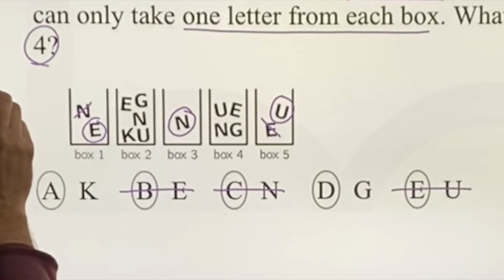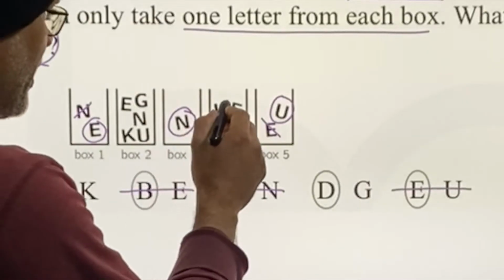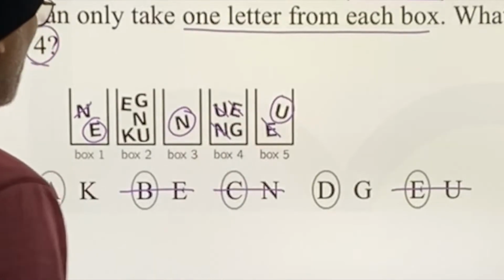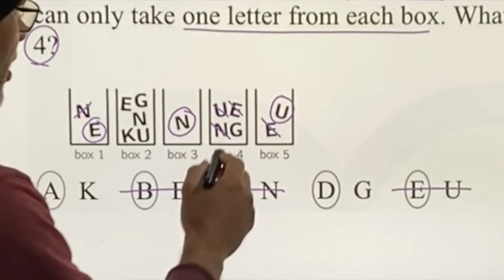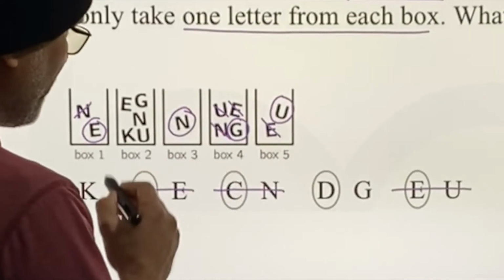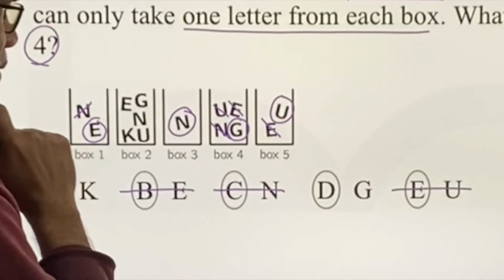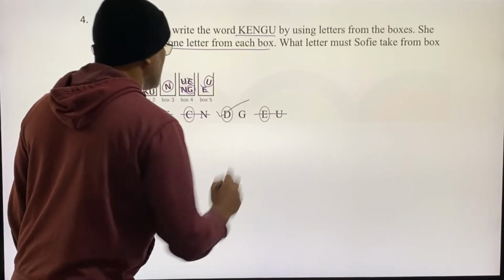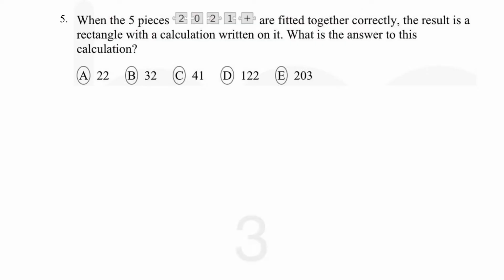Now if we carefully look now, E is gone, U is gone, N is gone, right? Then the only remaining is G here, box 4. So that must go from box 4. That means D is the correct choice.